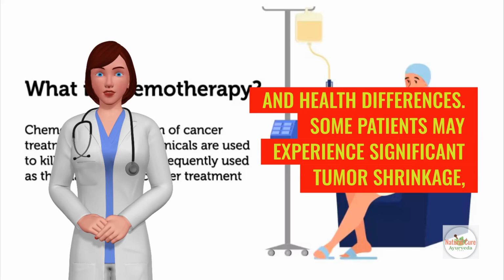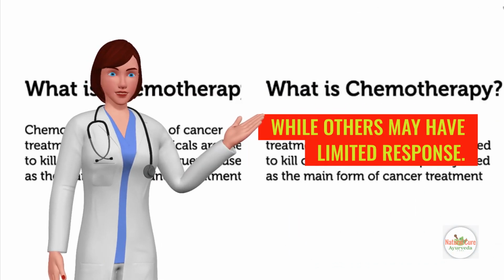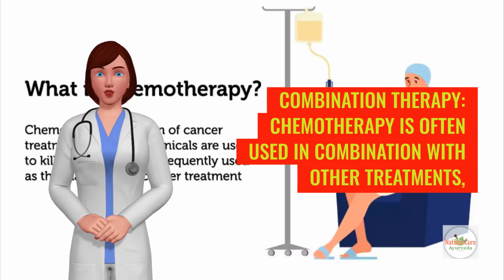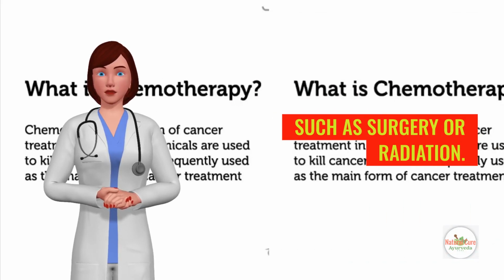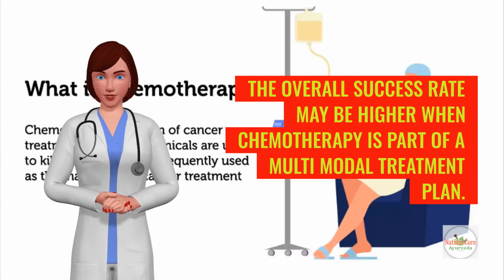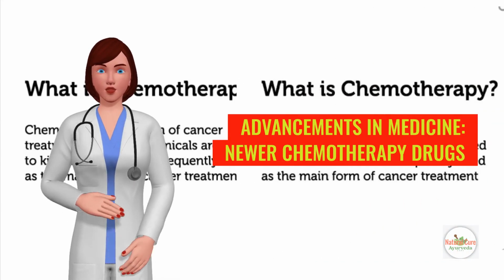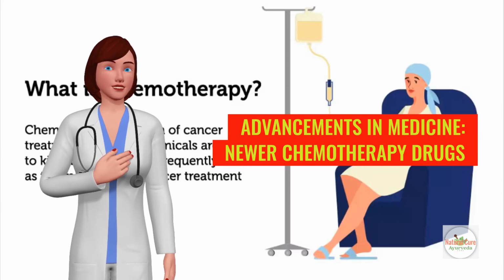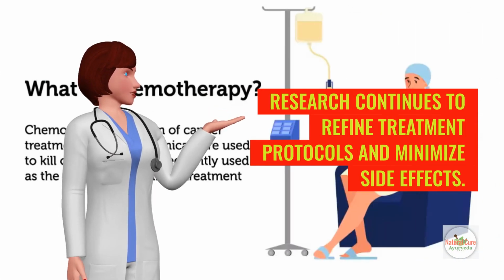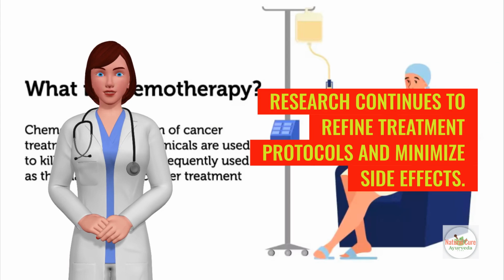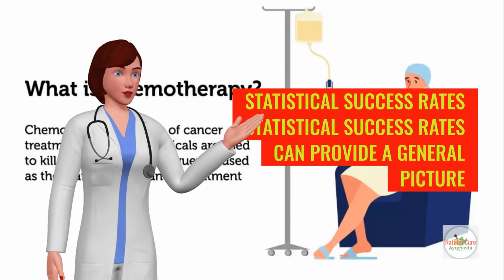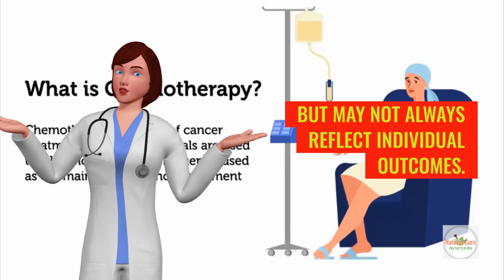Some patients may experience significant tumor shrinkage, while others may have limited response. Combination therapy. Chemotherapy is often used in combination with other treatments, such as surgery or radiation. The overall success rate may be higher when chemotherapy is part of a multimodal treatment plan. Advancements in medicine. Newer chemotherapy drugs and targeted therapies have improved outcomes for many patients. Research continues to refine treatment protocols and minimize side effects. Statistical success rates. Statistical success rates can provide a general picture but may not always reflect individual outcomes.